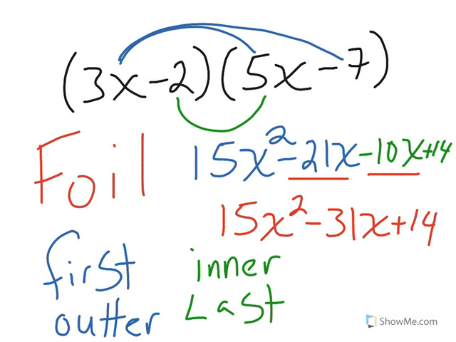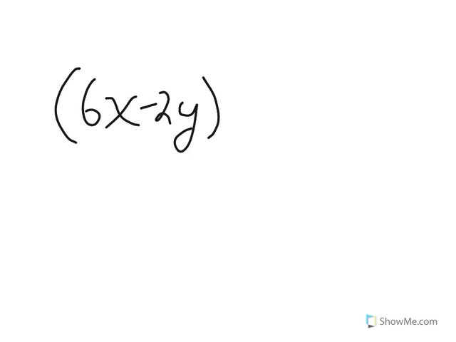Alright guys, this is stuff we've gone over and gone over and gone over. FOIL: first, inner, outer, last. Make sure you know how to FOIL for the test. The other thing we need to make sure we understand is, if I had, this is going to be a problem off the review, (6x - 2y) quantity squared.